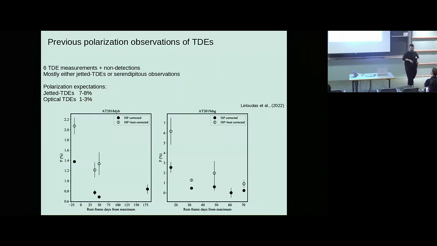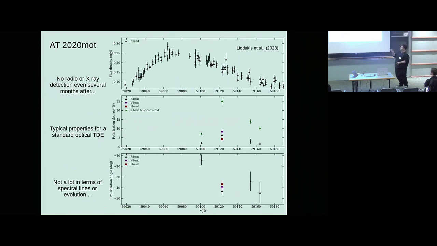So you can imagine our surprise when we observed our very first event, which was called 2020 MOT. This is what you heard earlier that had this big infrared excess, which I actually did not know about until an hour ago. So thank you about that. So what you see here is the ZTF light curve at the top, and then the middle panel is the polarization degree, and the bottom panel is the polarization angle.